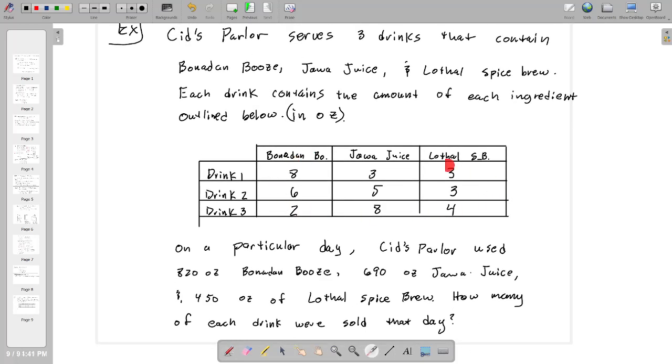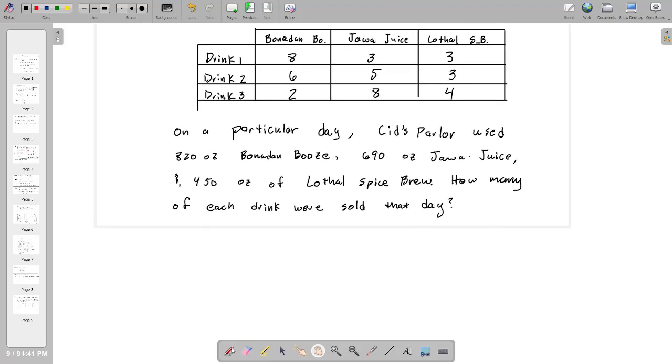Okay, so we're going to use this chart to set up our system of equations. Now again, we need to figure out what the question is asking for. So we look at the last sentence. How many of each drink were sold? So X is the number of drink 1 that were sold. Y will be the number of drink 2 that was sold.